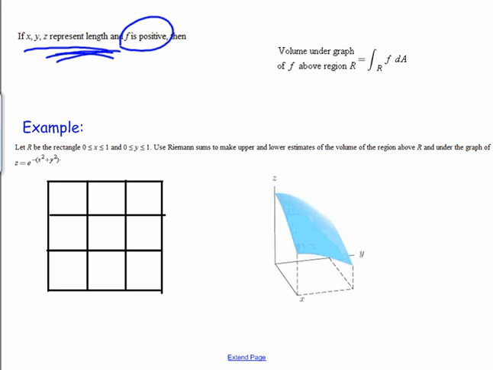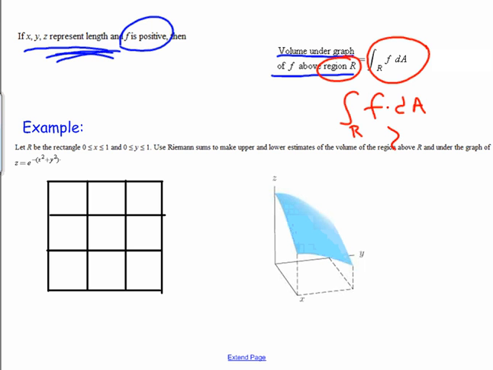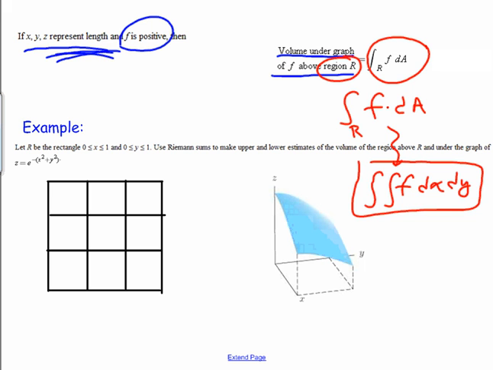So then the volume under our graph of f above some region R is the integral over the region R of my function dA. And what we're going to look at later on is that we're going to be writing this as a double integral, because we're going to integrate with respect to x and then integrate with respect to y, but that's coming up, so let's just hold off on that.